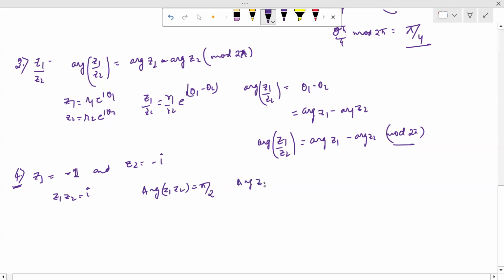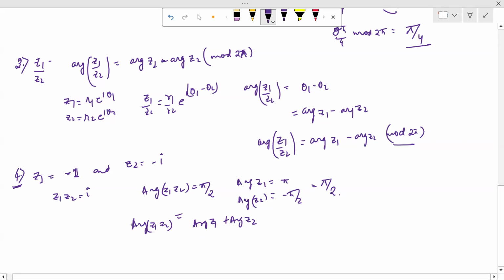But the principal argument of Z1 would be equal to what? It will be equal to pi. If you remember, this is a negative real number. And the argument of Z2, this is minus iota, this is minus pi by 2. Certainly, the principal argument of Z1 Z2 is not equal to argument of Z1 plus argument of Z2. So you need to take care of all these things. Oh, sorry. Here it is quite easy. Here the argument of Z1 Z2 is equal to argument of Z1 plus argument of Z2.